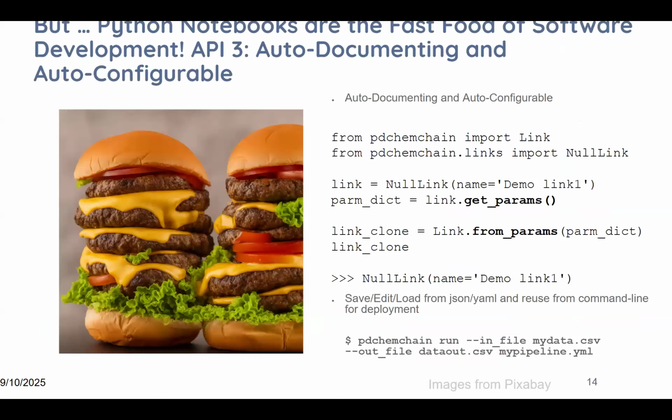But then somebody says that Python notebooks are really the fast food of software development. They can be good, but if you only do that, then it may not be good for you in the long run. So I also added an auto-documenting and auto-configurable feature, so you can always get the parameters of a chain and its internal links, and you can then instantiate a clone of that object from these parameters. And then suddenly there's not far to actually save a YAML file and be able to run it from the command line, and you can start to use it on the server when you're satisfied with what you have set up in your Jupyter notebook.